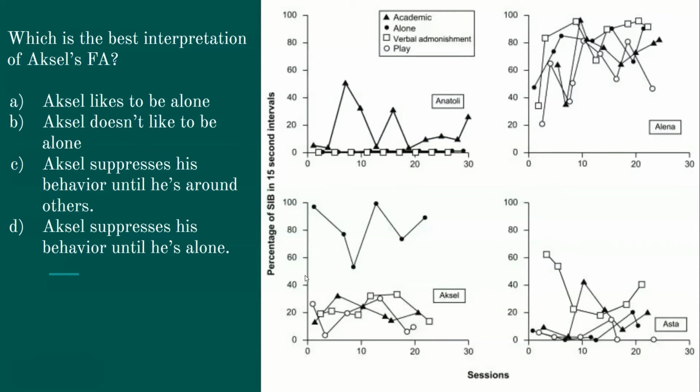As we can see from the graph, all of his behaviors are low during every condition except for the alone condition, and then his behaviors are higher there. So it seems like he's engaging in the behavior when he is all by himself.